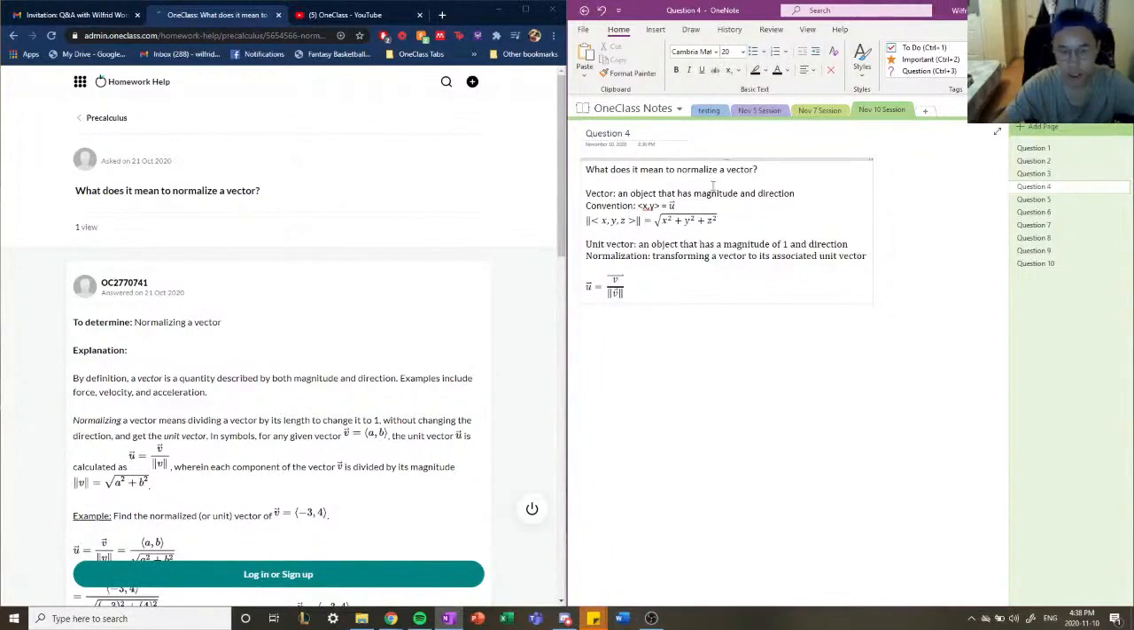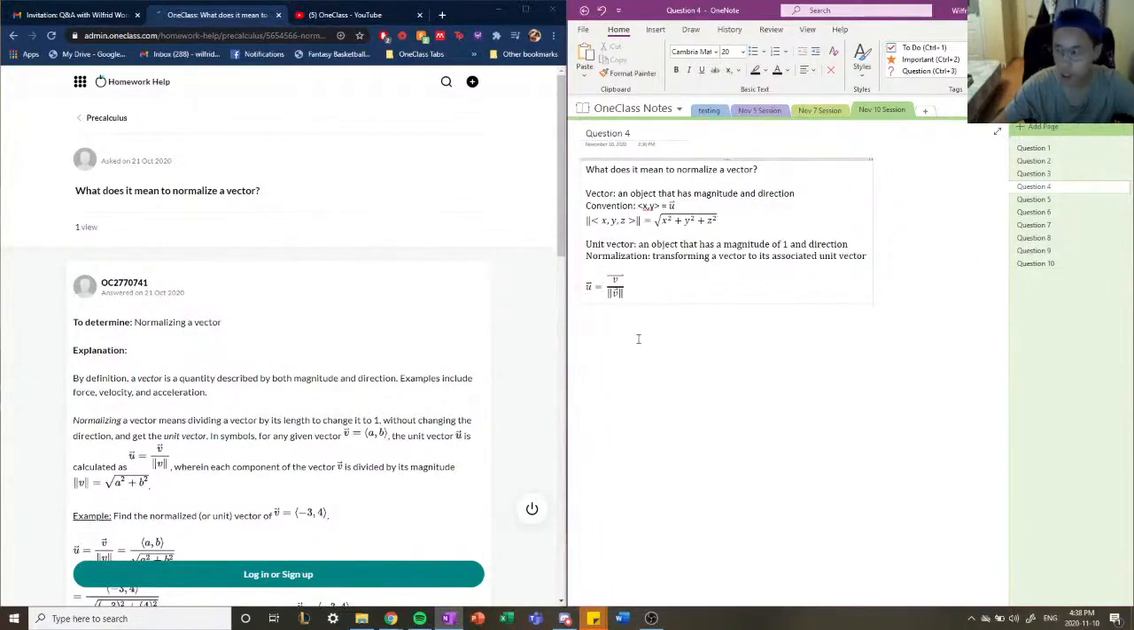So what does it mean to normalize a vector? Well, we also need to talk about what a unit vector is. A unit vector is a vector that has a magnitude of only 1 and has a direction. Normalization is the process of taking a vector, let's say vector v, and converting it into a unit vector. Unit vectors are very useful because they tell us the direction of that vector without being confused by its magnitude. So normalization is the process of transforming a vector to its associated unit vector, and the equation for that is unit vector u equals vector v over the magnitude of v.